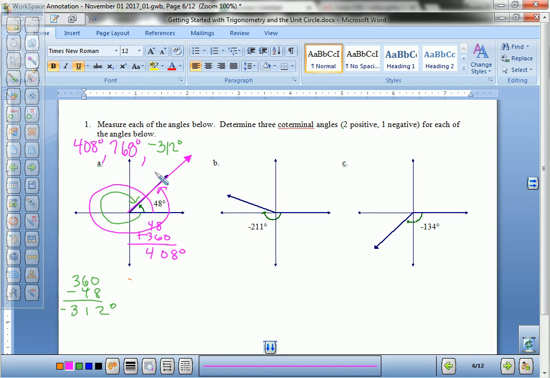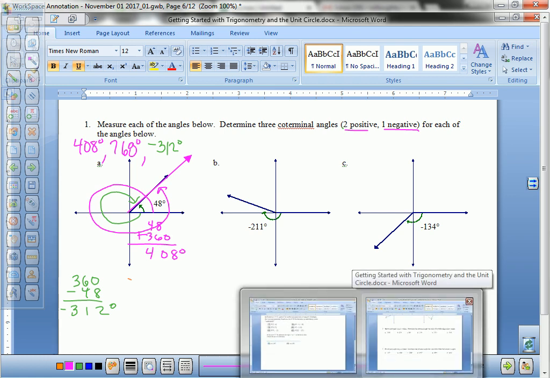Could you theoretically do this for infinity? You could. Yes, you could. That's why I didn't ask for all of them. I specifically asked for two positive and one negative. You could do it the other way too, where you do two negative. I could ask for two negative. All right, so you try B and C. I want two positive coterminal angles and one negative coterminal angle.